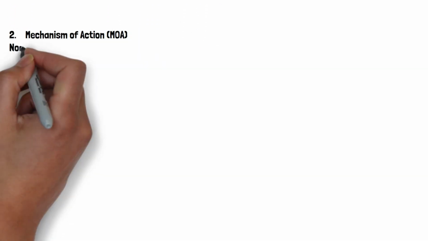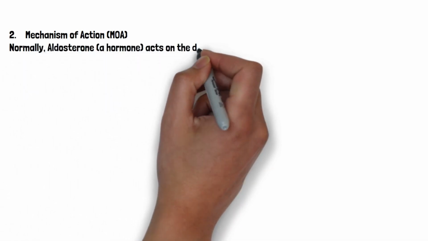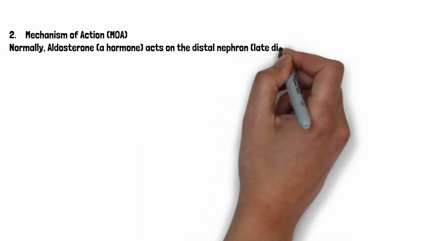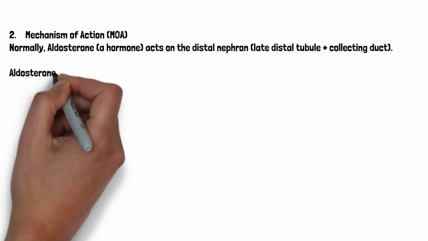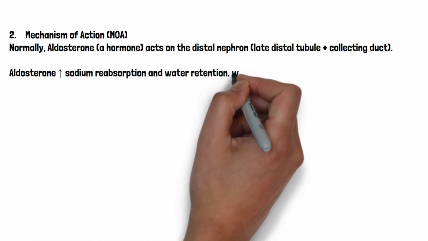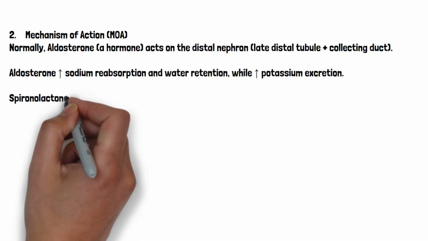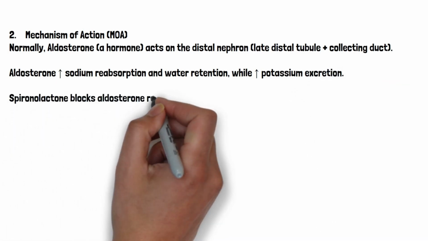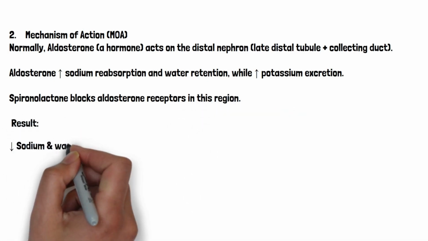Now let's carefully understand how this drug works. Normally, in our kidneys, the hormone aldosterone acts on the collecting duct and late distal tubule of the nephron. Aldosterone increases sodium and water reabsorption, meaning the body holds on to salt and water. At the same time, it increases potassium excretion. Now, spironolactone blocks the aldosterone receptor.